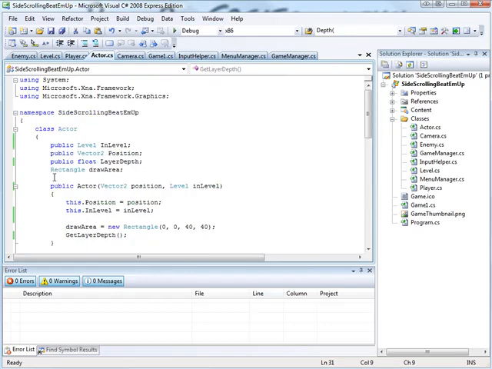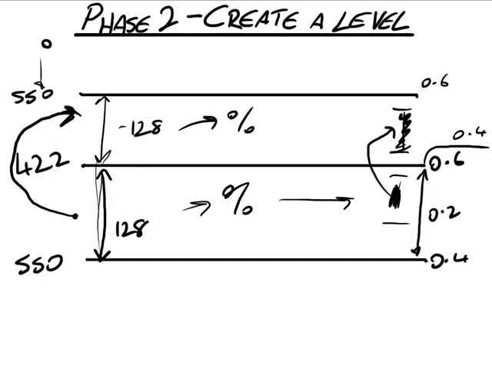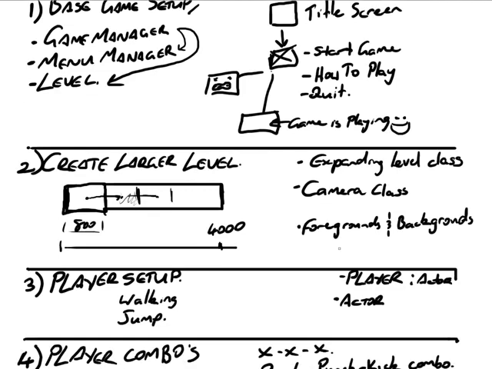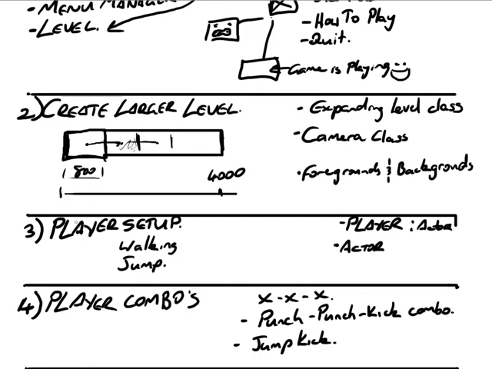Phase 2 now complete. What was phase 3? Let's go back into the implementation plan. Phase 2, creating the larger levels, setting up the foregrounds and the backgrounds and the camera. Done. Next one, player setup. Oh, cool. We get to look at the sprite sheet and make it walk and jump and stand there and idle and get it funkadelically working.